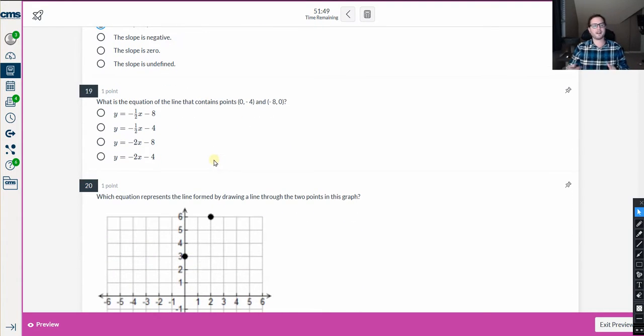Last two problems, it's asking for what equation would best fit these 2 points. So we need to find the slope, and we will need to find the y-intercept. So for starters, we're going to find the slope. We are going to go from 0 to -8, which is the change in x. So the change in x there, the run, looks like we went down by 8. So -8 for the bottom.